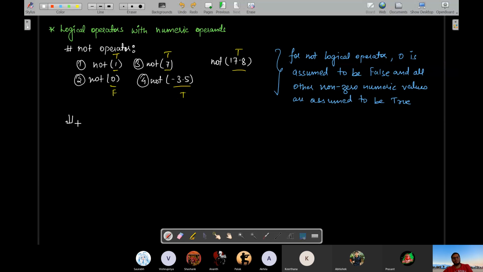Is it clear to all? Vishnupriya, Kila and others. Okay. Then हम लोग देखते हैं and operators की. And operator के context में.